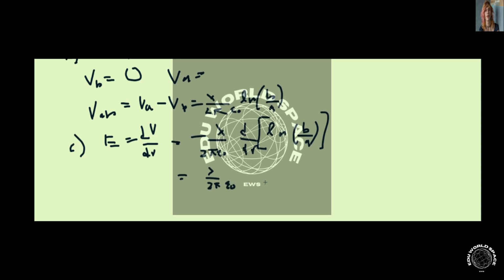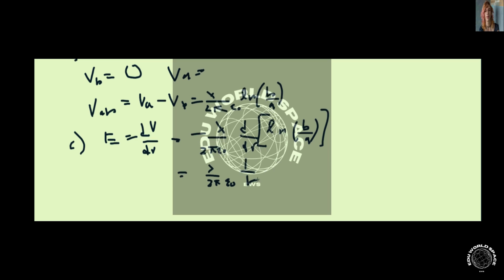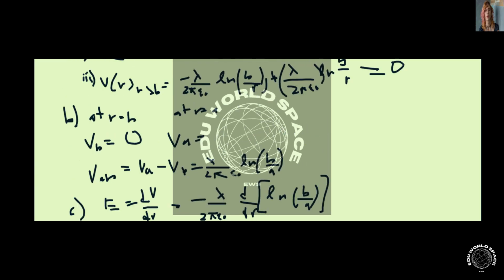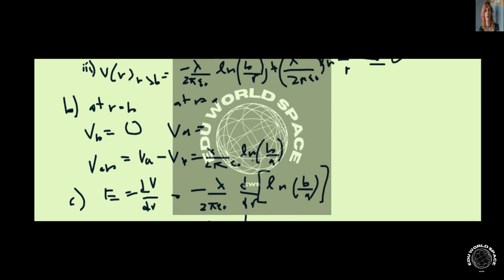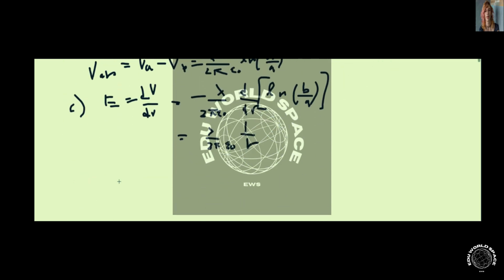From the result obtained in part B, we can set this equal to the result in part B. And therefore, the equation reduces down to E is equal to V_AB over ln b over a, times 1 over r. And therefore, this is the answer for part C, and this is the electric field. Thank you.